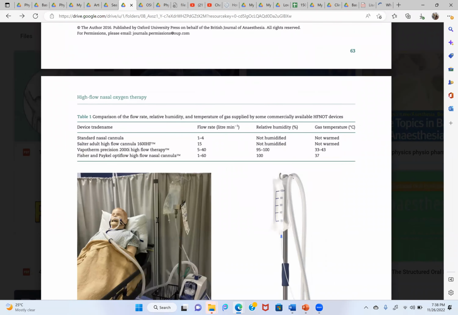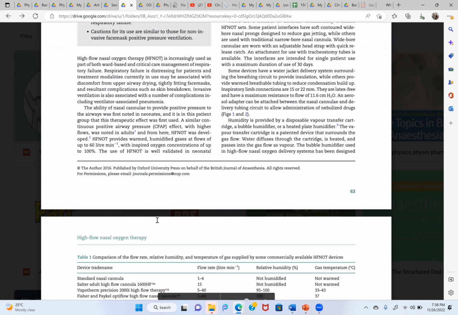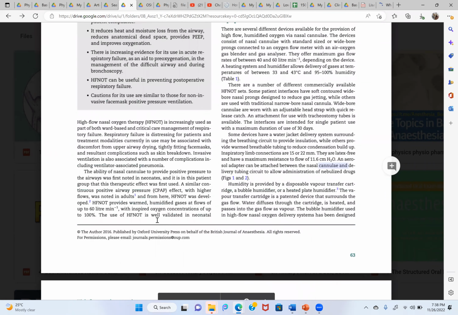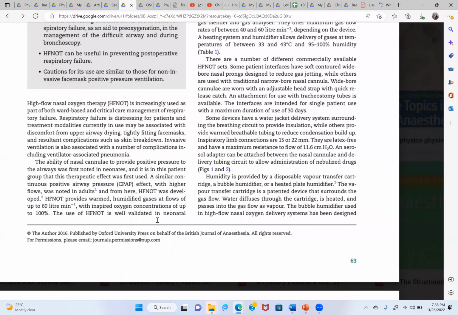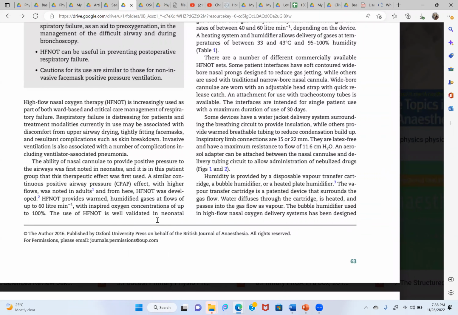Here they have put some information about this high flow nasal. Humidity is provided by a disposable vapor transfer cartridge, bubble humidifier, or heated plate humidifier. That is what we were discussing. A vapor transfer cartridge is a patented device that surrounds the gas flow. Water diffuses through the cartridge, is heated and passes into the gas flow as vapor. The temperature of the humidifier is used between 33 to 43 degrees centigrade.